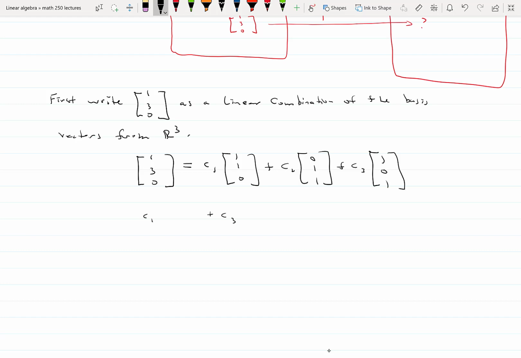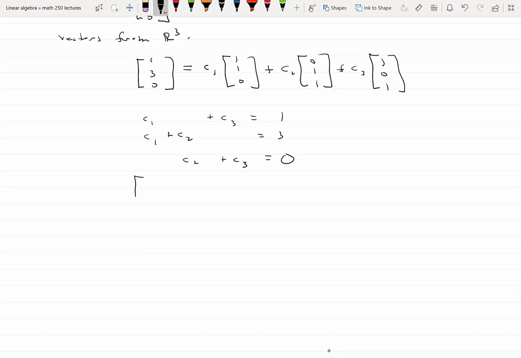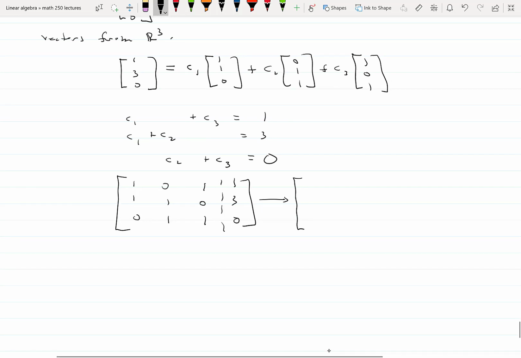So C1 plus C3 needs to equal 1. C1 plus C2 has to equal 3. And C2 plus C3 has to equal 0. Using Gaussian elimination or Gauss-Jordan elimination, I'll use the Gauss-Jordan method to get the RREF, the reduced row echelon form. Feel free to use your calculator. Don't do this by hand if you can avoid it. We can't always avoid it; we're going to see that soon.